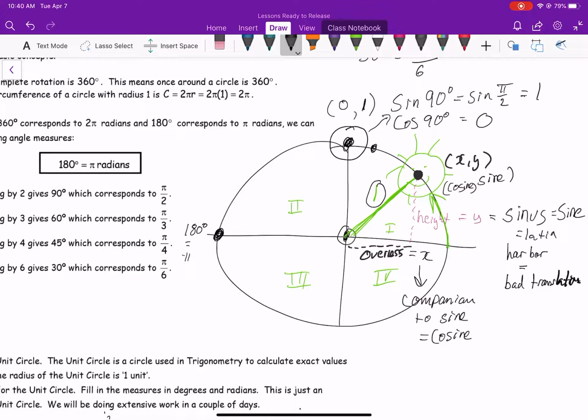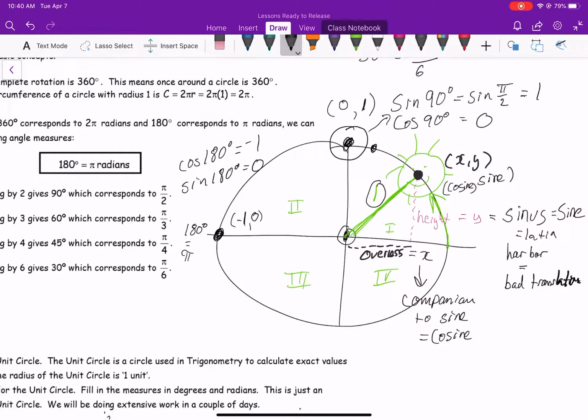Now if the sun was over here in position 2 at 180 degrees, which is also equal to pi radians, what do we know there? What's the y-coordinate? What is the height? The height of the sun is 0. What's your overness if you're thinking on a coordinate axis? It's -1. So you now know the cosine of 180 degrees is equal to -1, and the sine of 180 degrees is equal to 0.